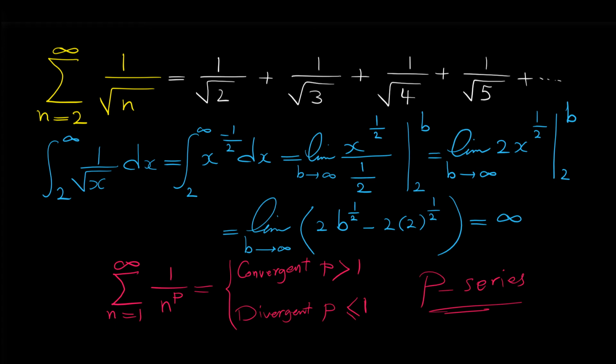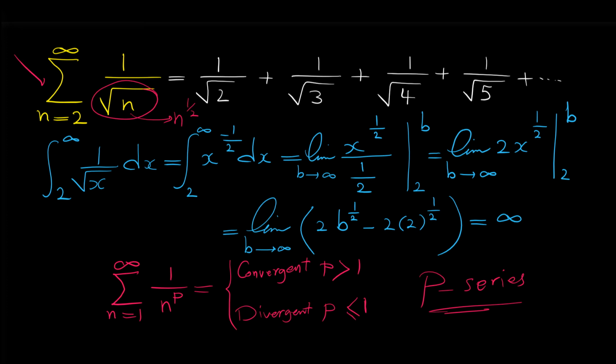For example, series sigma 1 over square root of n from 2 to infinity, the power of n is 1/2, because square root of n is actually n to the power of 1 over 2. And because the power is less than 1, 1 over 2 is less than 1, based on the rule for p series, the series is divergent.